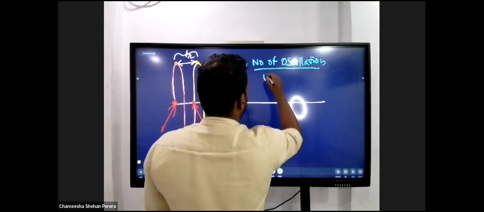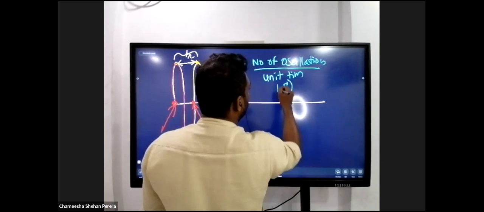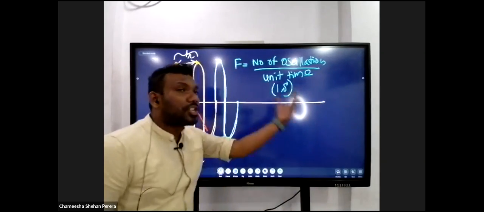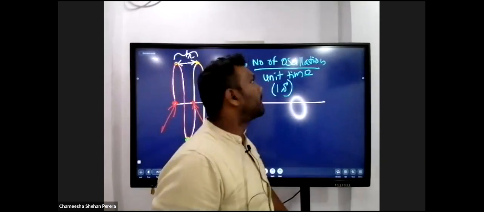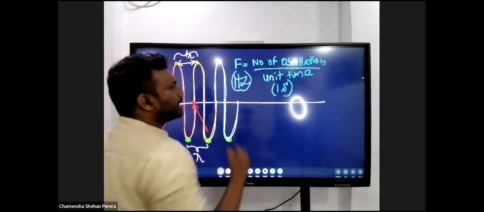per unit time. Unit time කියන්නේ 1 second, හොඳට මතක තියාගන්න. Unit time කියන්නේ 1 second. ඒ කියන්නේ තප්පරයකට oscillations කොච්චරක් වෙලා. That's what we mean by frequency, and the frequency is measured in hertz. The unit of frequency is hertz.